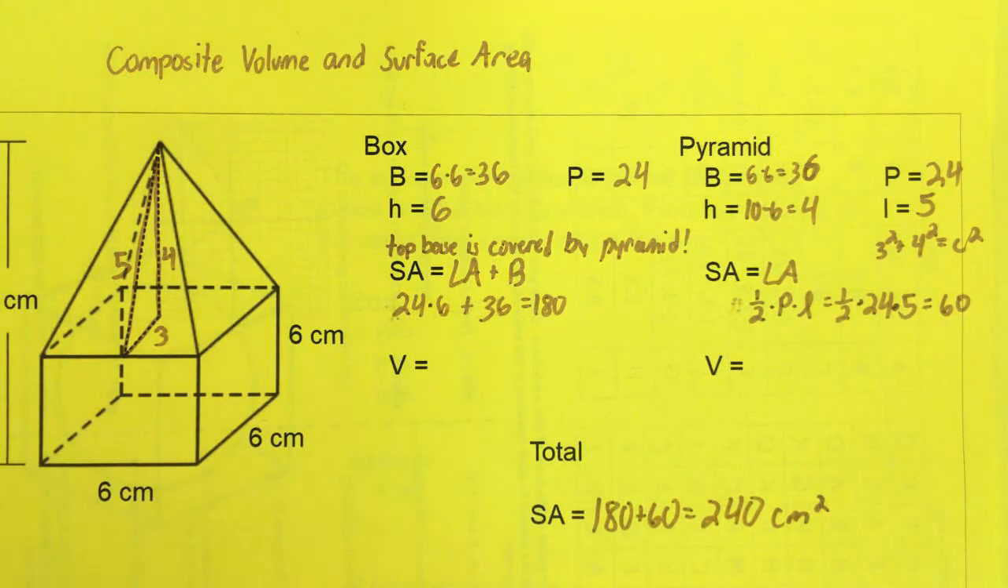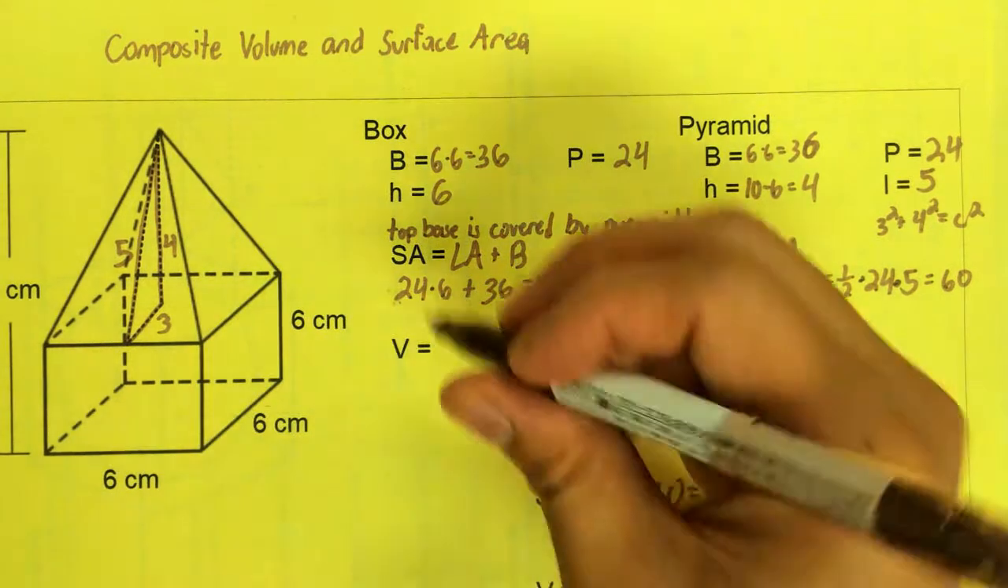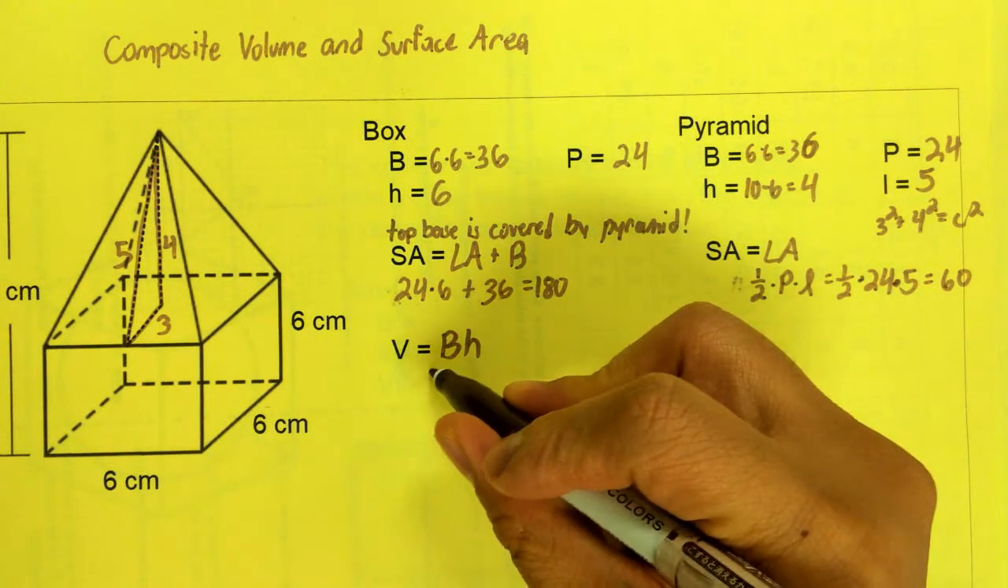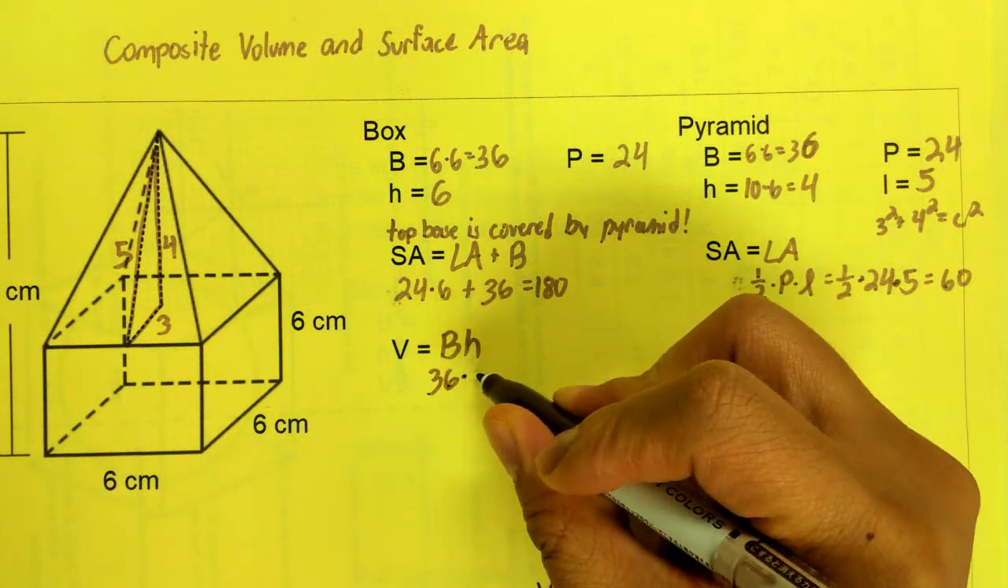Now let's look at volume. Volume is easier. For a cube, the formula for volume is area of the base times height. So we have area of the base 36 times height of 6.